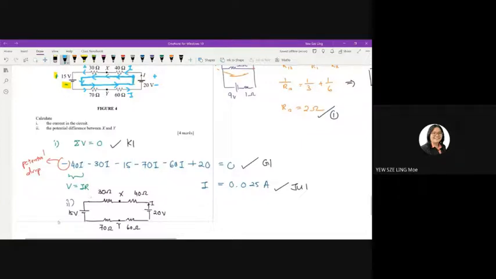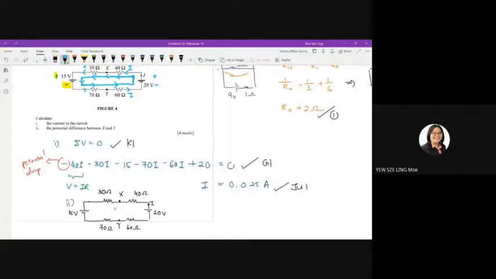Okay, so now let's look at question number 2. You want to calculate the potential difference between x and y. So now let us just pick one path to travel from x to y. It's up to you whether you want to pick the one from the left-hand side, from x through 30 ohm, 15 volt, and then 70 ohm to y, or you want to use the other loop. Totally up to you. No problem.